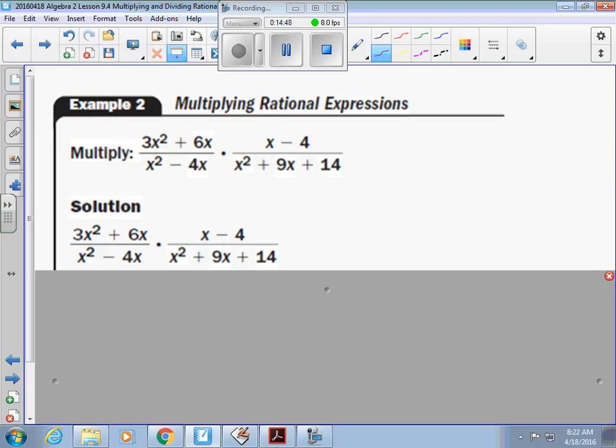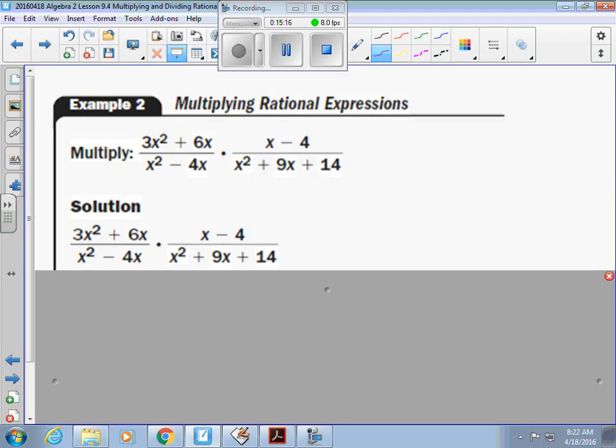Example number 2 is multiplying rational expressions. It doesn't matter that it's multiplied. This is one of those steps that it almost doesn't matter until the very end. 3x squared plus 6x times x minus 4 over x squared minus 4x times x squared plus 9x plus 14. Notice how I read it. I read the whole numerator, then I read the whole denominator.